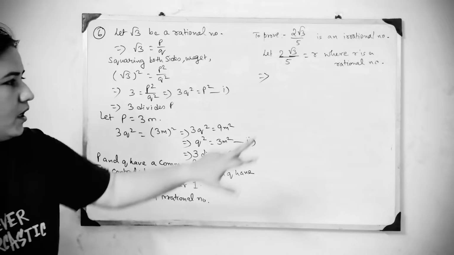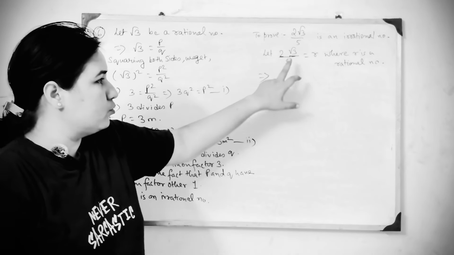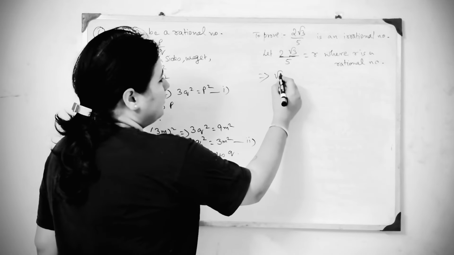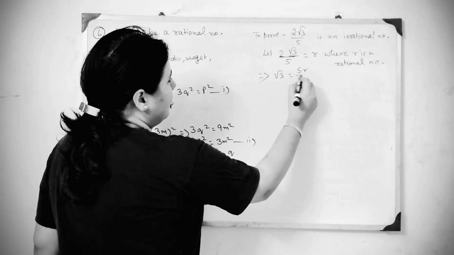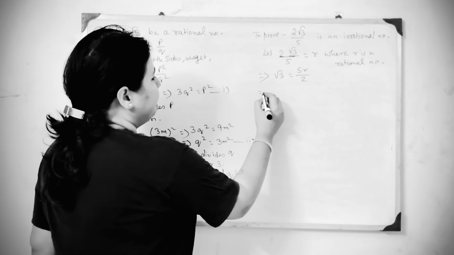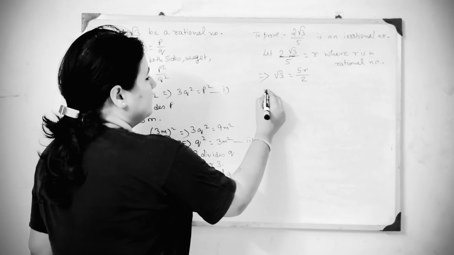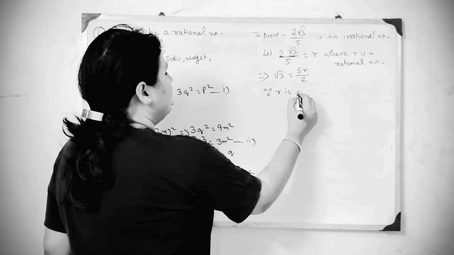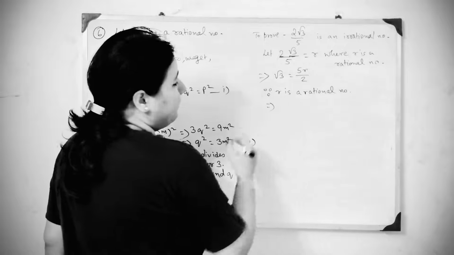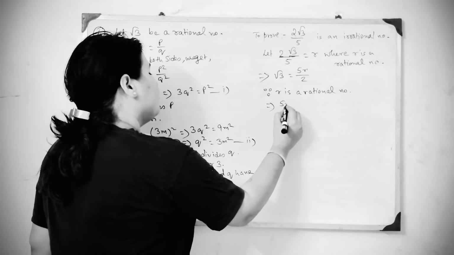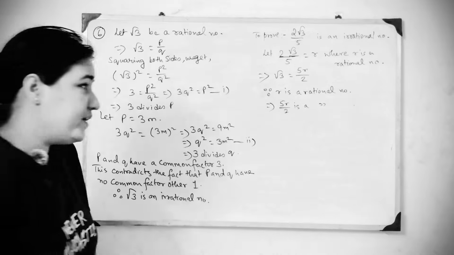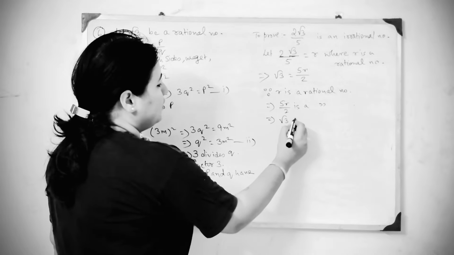Here you see root over 3 is there, so what will root over 3 be equal to? Here root over 3 will be equal to 5R by 2. Now from here I can say that since R is a rational number, it implies that 5R by 2 is also a rational number, which implies that root 3 is also rational.